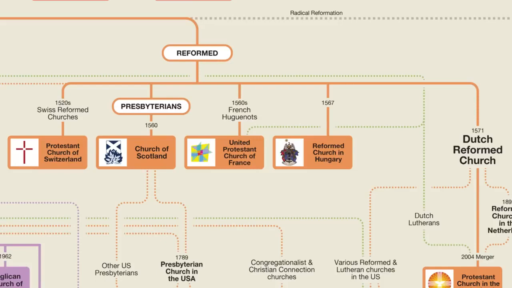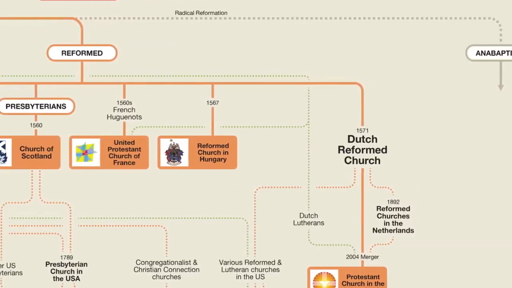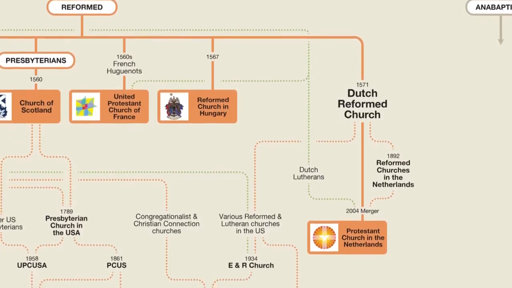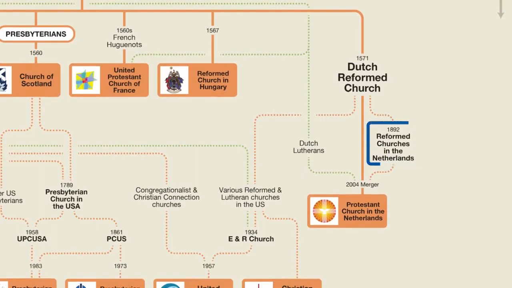Although the Reformed movement started in Switzerland, one of the main places where it really took hold was in the Netherlands. In 1571, the Dutch Reformed Church was established, and for over 400 years, it was the main Protestant church in the lowlands, also spreading to other countries wherever Dutch settlers traveled, such as South Africa. In 1892, there was a major schism in the Dutch Reformed Church, resulting in the creation of the Reformed churches in the Netherlands. However, in 2004, they merged back together with the main church, along with a few Dutch Lutherans, to form the Protestant Church in the Netherlands.